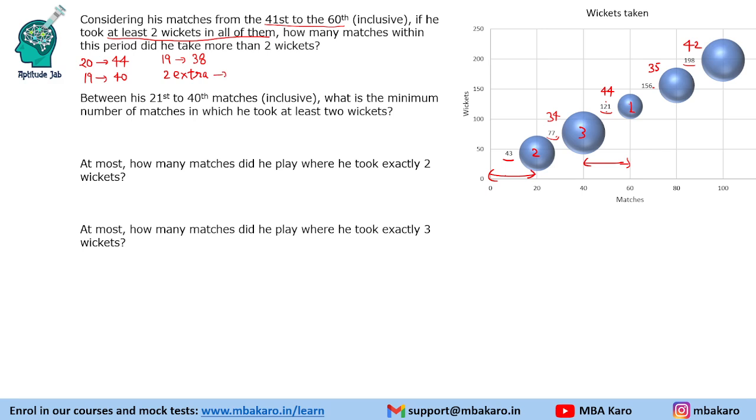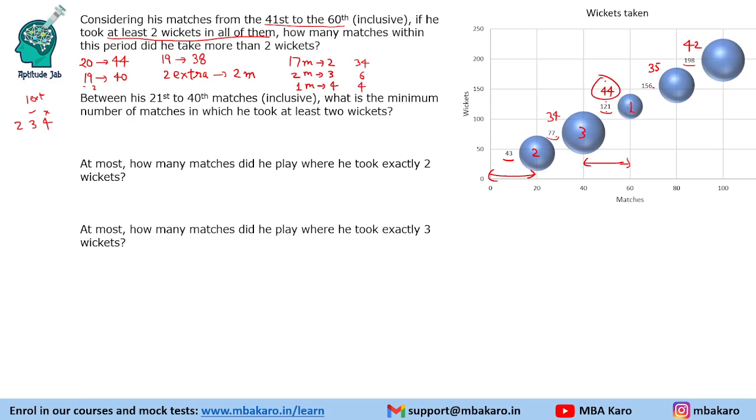Now these 2 extra wickets can be given in 2 matches. Why 2 matches? Because he can take 2 wickets, 3 wickets, or 4 wickets. 4 wickets we have already figured out. So we need to figure out in how many matches he can take 3 wickets. So he has to be given one extra in each, which means we require 2 matches. So basically, these 38 have 2 extra wickets. When you subtract 2 matches, he will get 17 matches with 2 wickets, 2 matches with 3 wickets, and one match that we know is 4 wickets. So if you total it, that is 34 plus 6, 40, plus 4, 44.